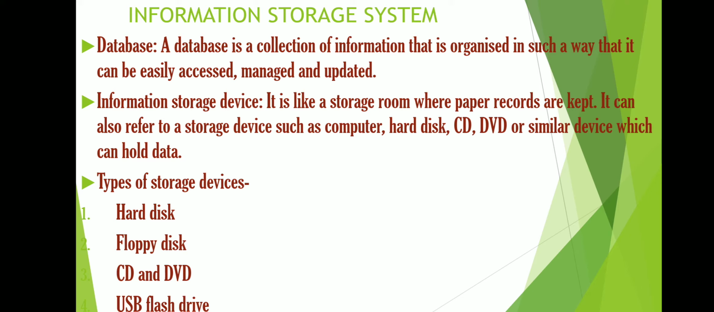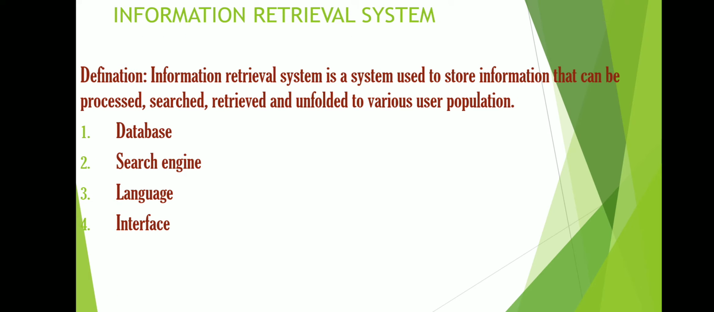Anyways, next, moving to the information retrieval system. Retrieve means to get. When we require something and we get that, that is retrieving something. So what is an information retrieval system? It is a system where the stored information can be processed, searched, retrieved and unfolded to various user populations. As I told, the storage and retrieval system combined forms a database system which can be used by various categories of users.